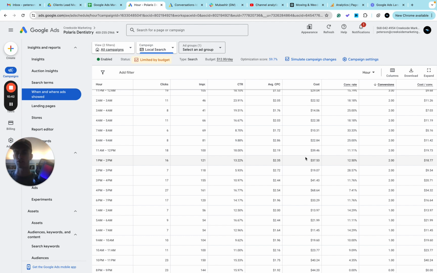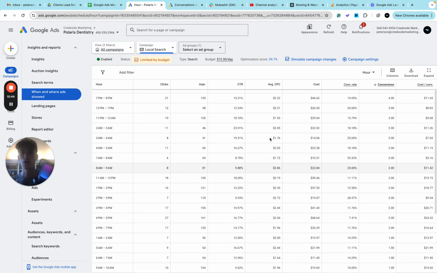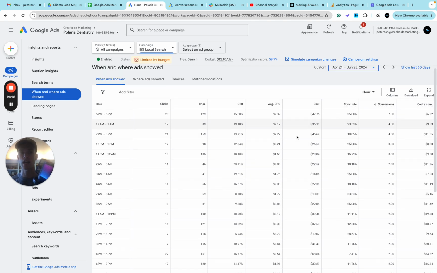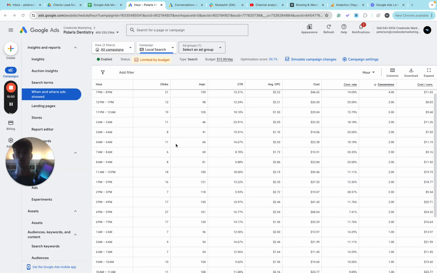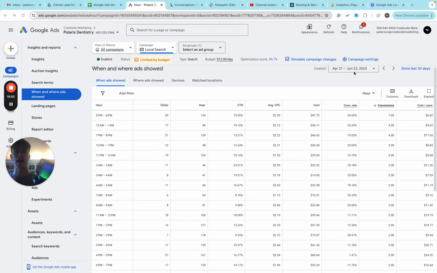The budget for this campaign is around $15 a day, so we're actually getting some decent conversion data to work with here. I just wanted to let you know that it is an option to go back, but your data becomes less and less useful as you go back farther.